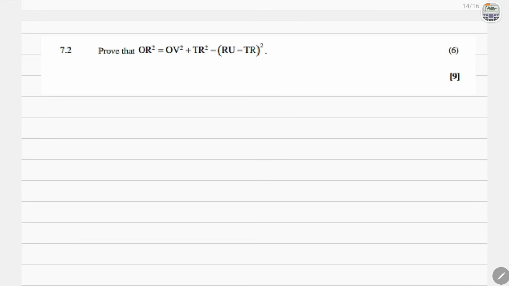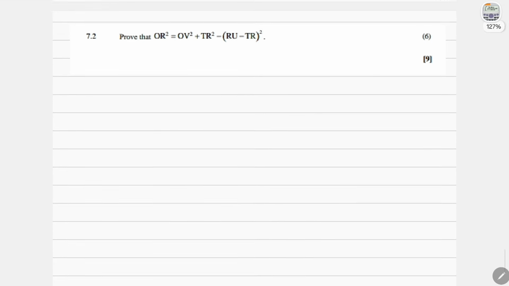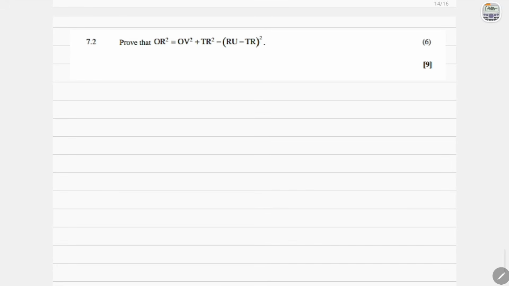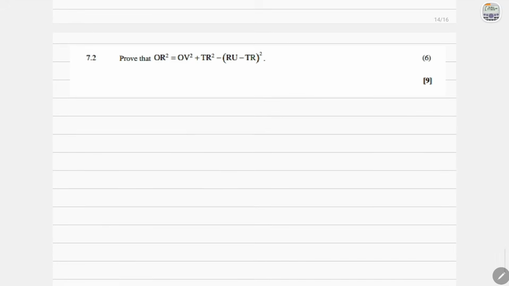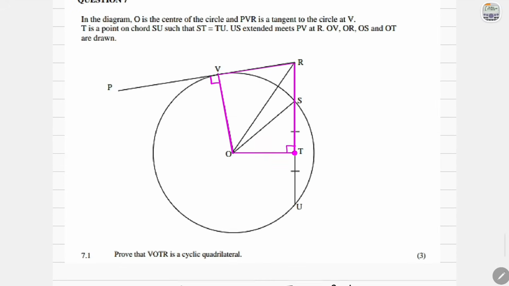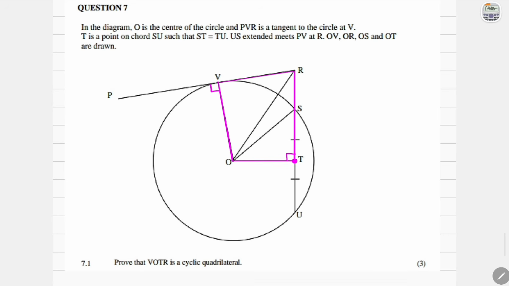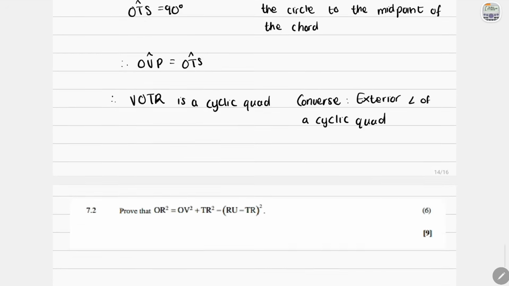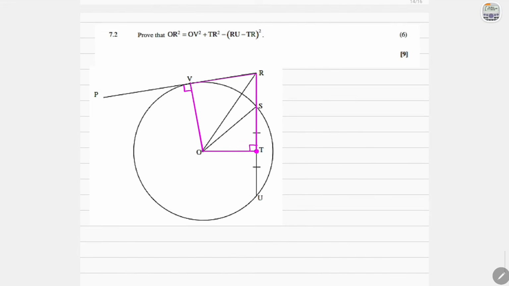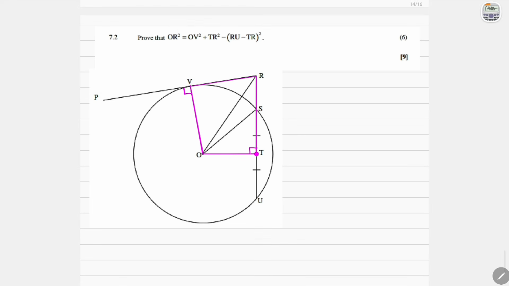Question 7.2 says, prove that OR squared equals OV squared plus TR squared minus RU minus TR all squared. Okay, so the only way we can actually get this is we have this figure. Okay, so I'm just going to pull this down. Okay, so here is our diagram, and let's go. So they say OR squared.